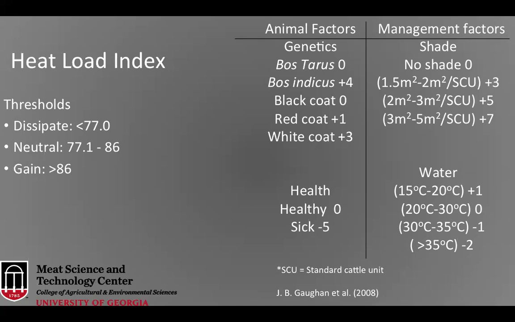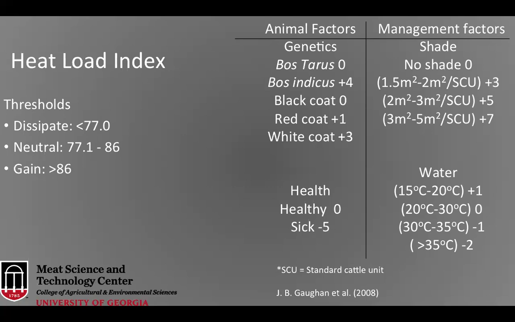So here we have genetics. Let's say that threshold originally created was around 86, this being for Bos taurus, no shade, healthy cattle who are black-hided. And we can see here, if we look over the animal factors and management factors, we see 0 on all of those. So the basis is that 86. Anything above that for these cattle will start accumulating heat. So if they have an HLI of 88, they will start accumulating heat over time. Cattle who are maybe Bos indicus or white-coated might have an HLI threshold of 93 instead, because we know from research over the years that Bos indicus are naturally, genetically less prone to be heat sensitive.